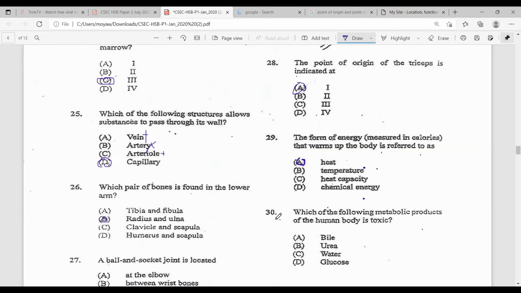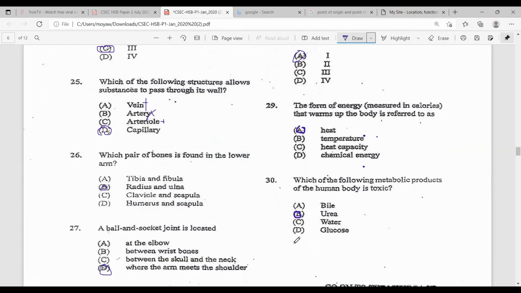And 30, which of the following metabolic products of the human body is toxic? So we have A, bile, B, urea, C, water, D, glucose. The best option here would have been urea because urea is definitely a toxic waste product.